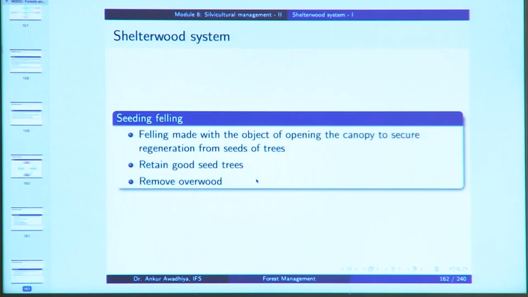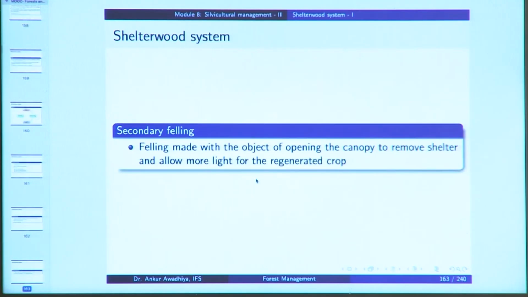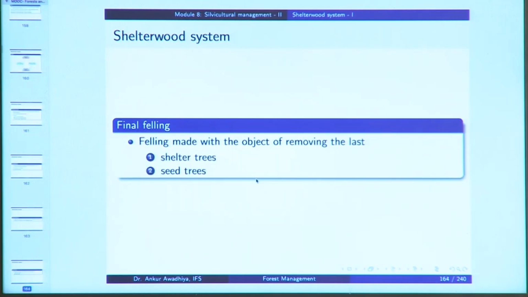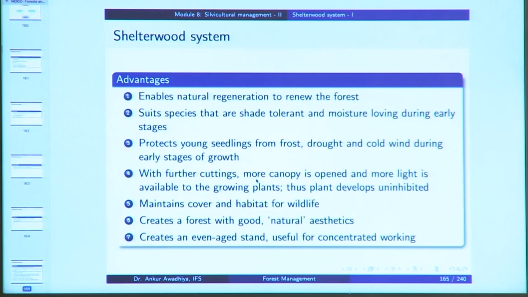In the case of seeding felling, it is made with the object of opening the canopy to secure regeneration from the seeds of trees. So, the seeds have already fallen down or are in the stage of coming down, and you are now giving it a bit more light so that it can get regenerated. So, you retain good seed trees, remove the overwood. In the case of secondary felling, it is a felling made with the object of opening the canopy to remove shelter and allow more light for the regenerated crop. And in the case of final felling, you remove all the last shelter trees and the seed trees.